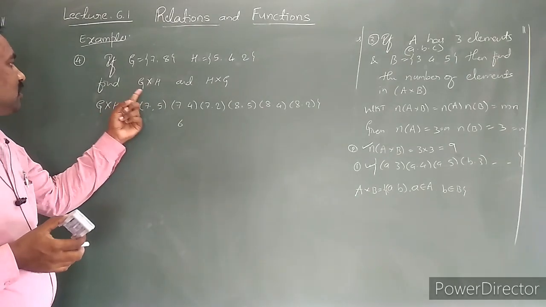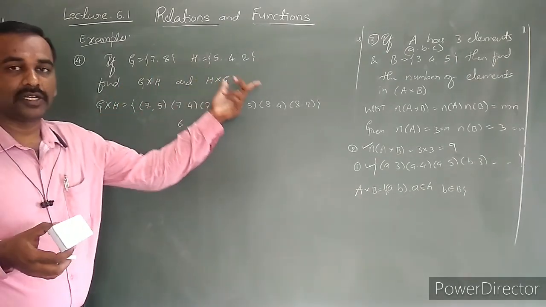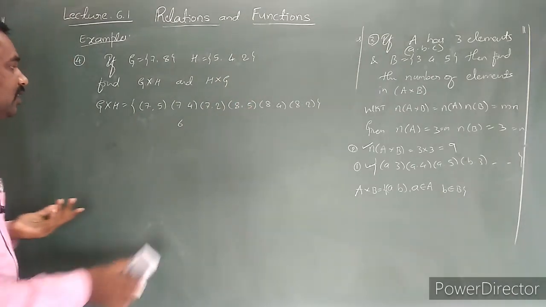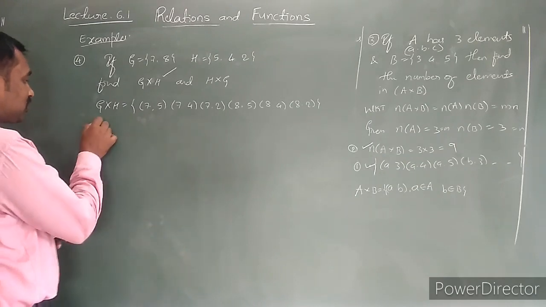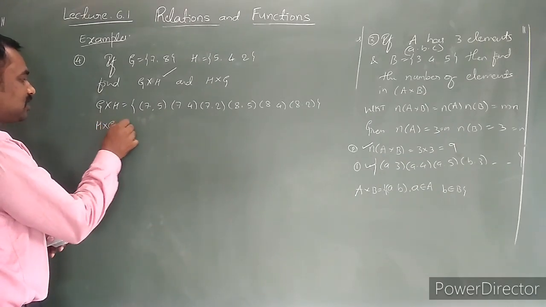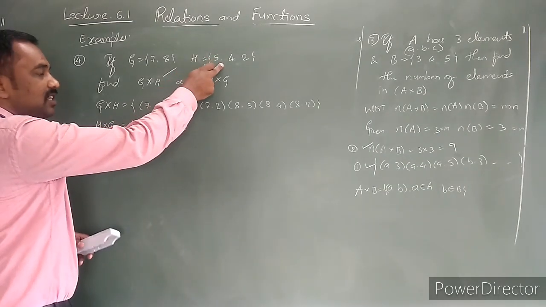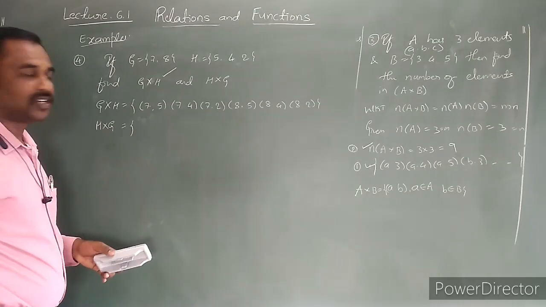Cross verify: 6. In G cross H, 2 into 3, 2 threes are 6. That's all. Next, G cross H is over. H cross G is required. Now, first set is H, second set is G. How to write?